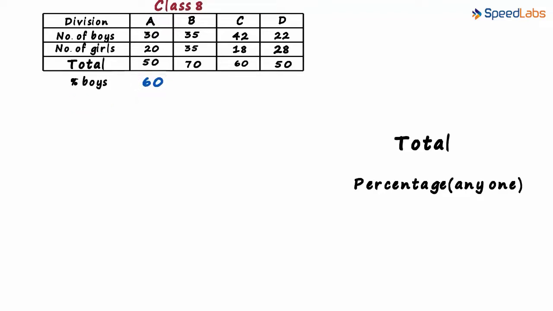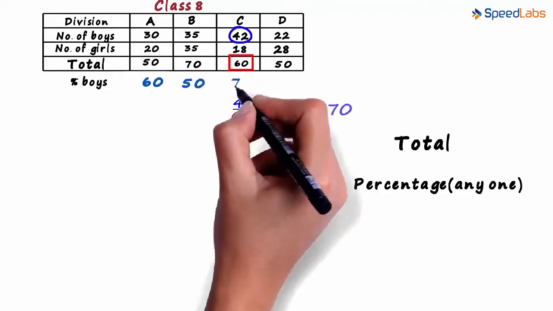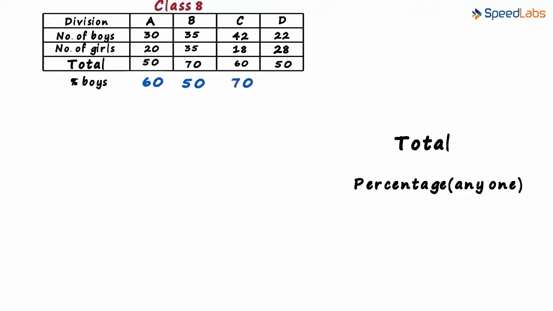In Division B, the total number of students are 70 and the number of boys are 35. So the percentage of boys would be 35 by 70 multiplied by 100, which is 50%. And for Division C, the percentage of boys will be 42 by 60 multiplied by 100, which is 70. And for Division D, the percentage of boys will be 22 by 50 multiplied by 100, which is 44. Once the percentage for one part of each of the categories is found out, our task becomes extremely simple.